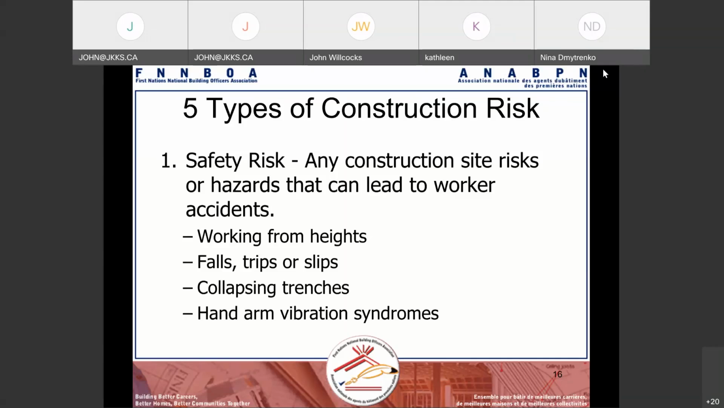One of the issues in Indigenous communities is workers' compensation, and how workers' compensation applies or does not apply to many construction activities, either new or renovations, in First Nations. So my understanding is, in many cases, workers' compensation is not applicable.